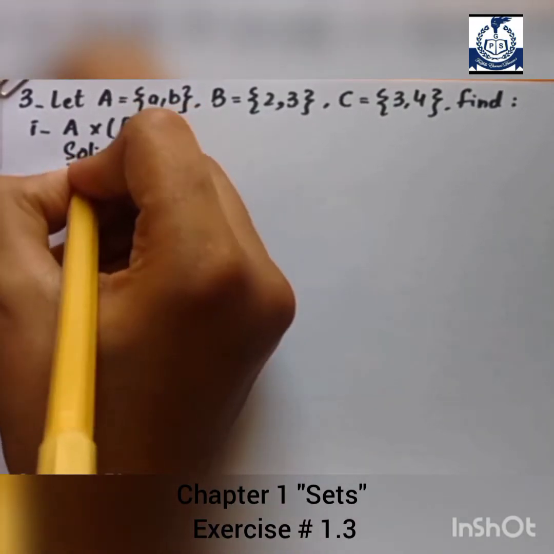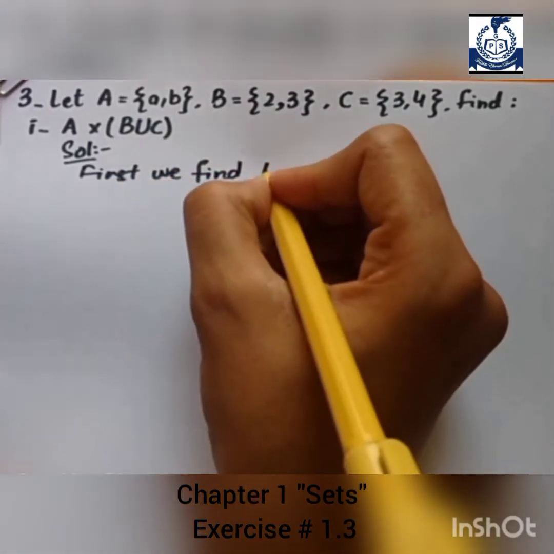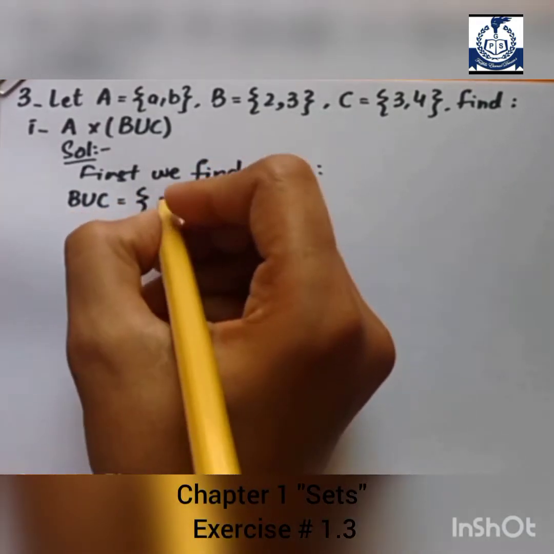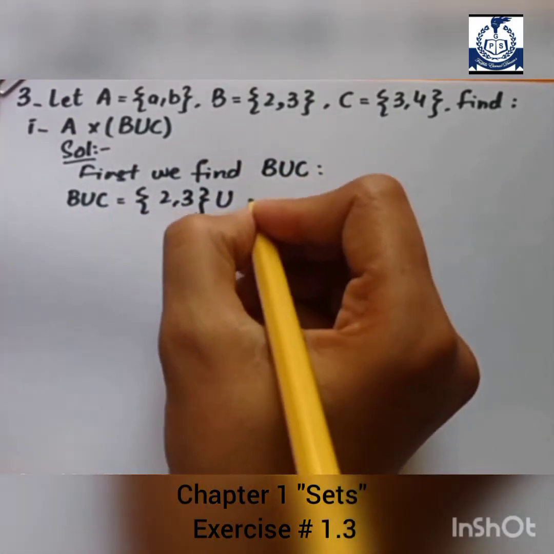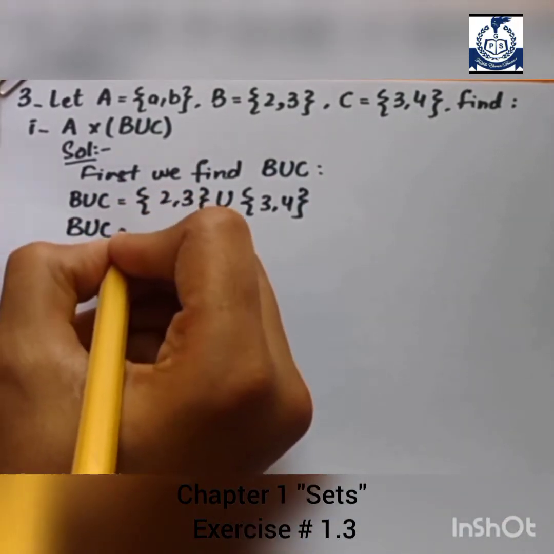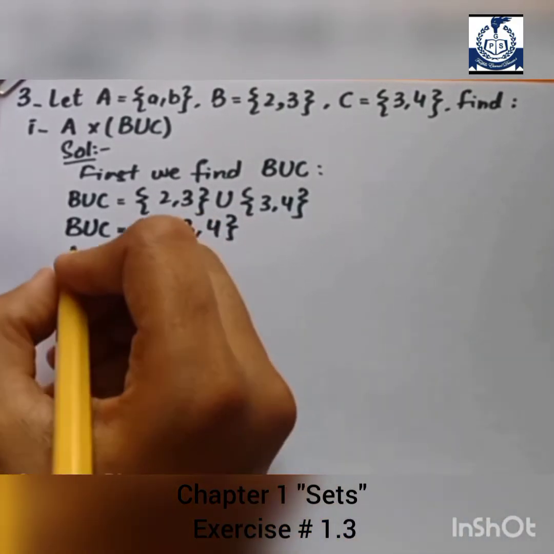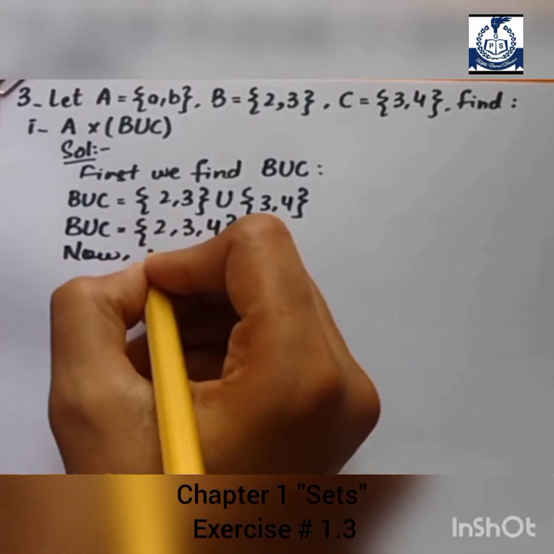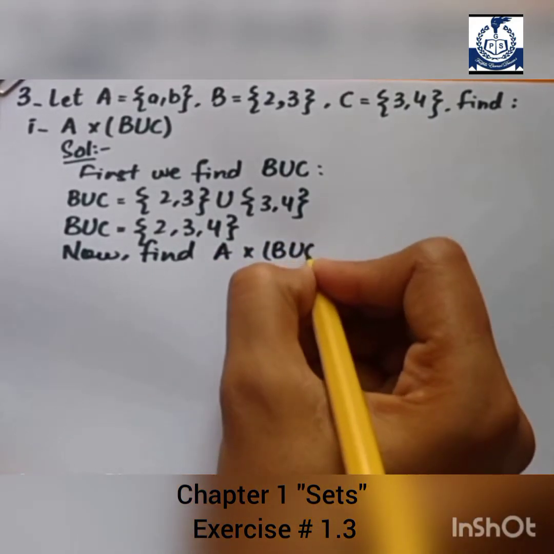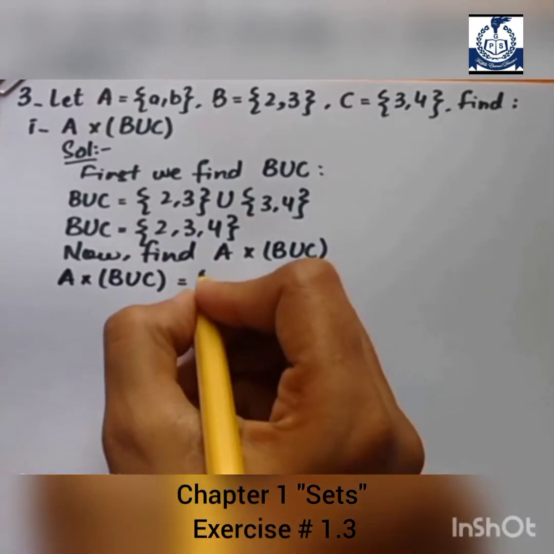So solution, first we find the B union C. B union C is equal to, in a place of B we write the elements of B, 2 comma 3, union elements of C, 3 comma 4. So in a union we write the elements of both sets in an arranged form, so 2 3 4. Then we find A multiply B union C. A Cartesian product B union C.